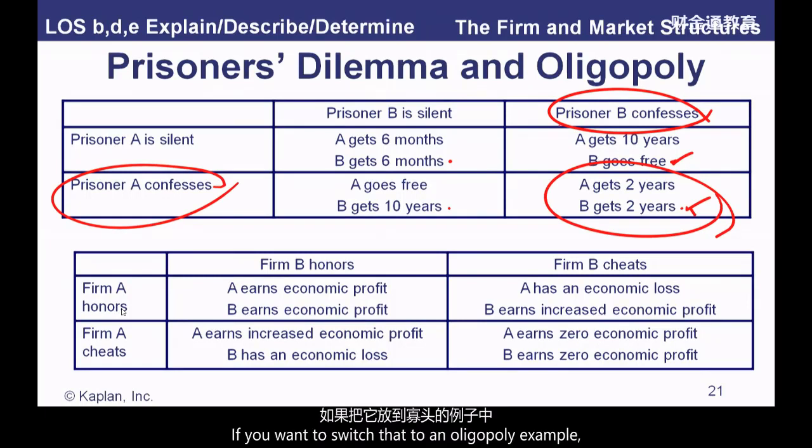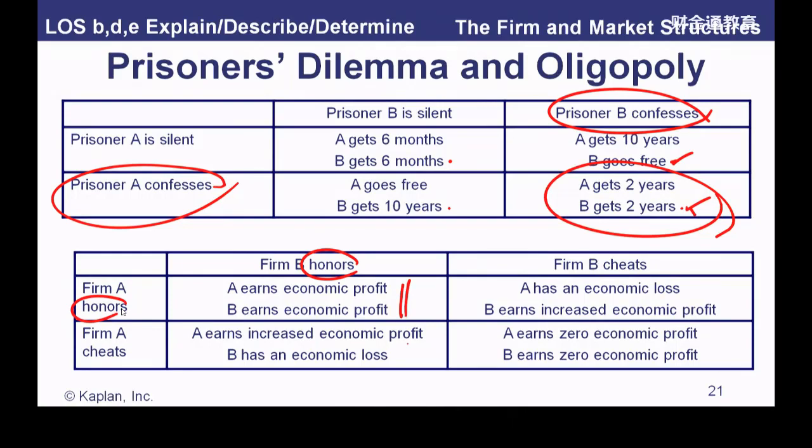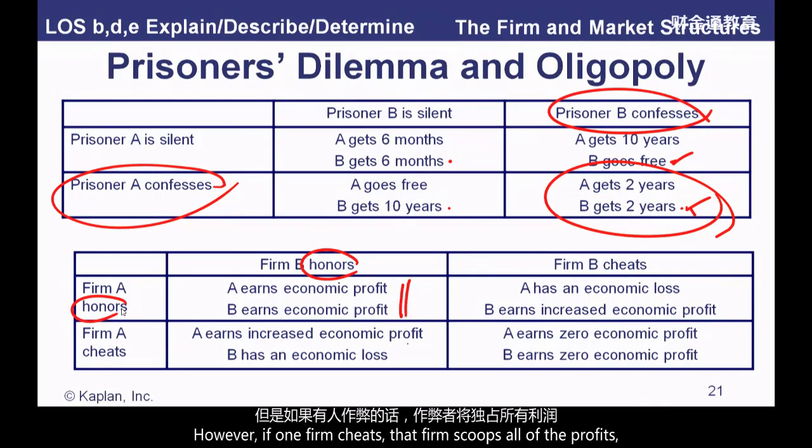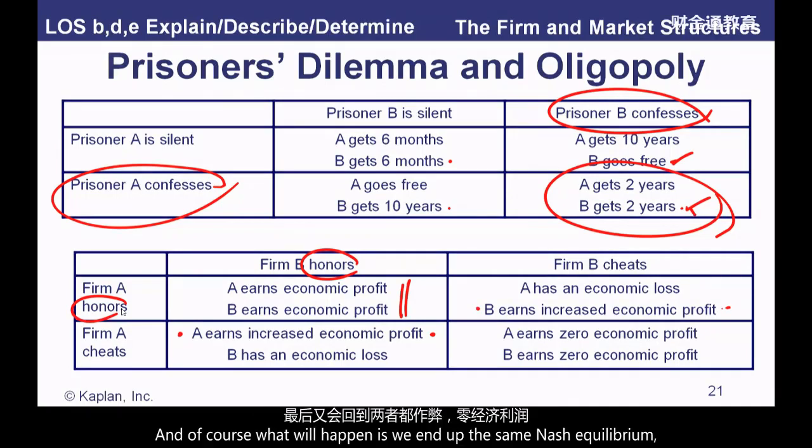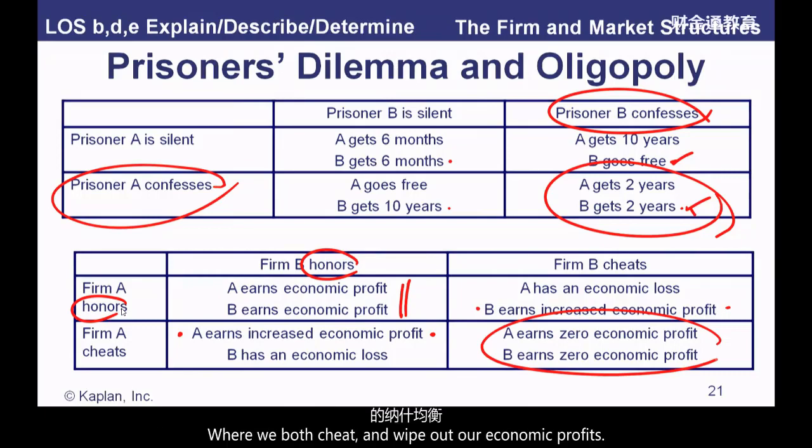If you want to switch that to an oligopoly example, well, instead of prison sentences, we put in economic profits. If you both manage to collude, honor the agreement, we both make an economic profit. However, if one firm cheats, that firm scoops all of the profit. And of course what will happen is we'll end up at the same Nash equilibrium where we both cheat and wipe out our economic profits.